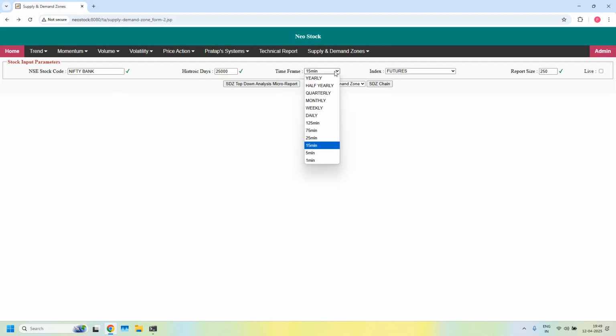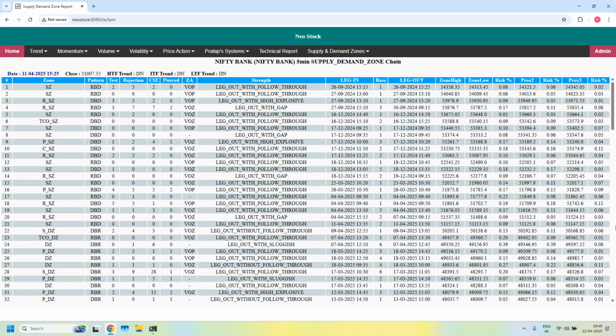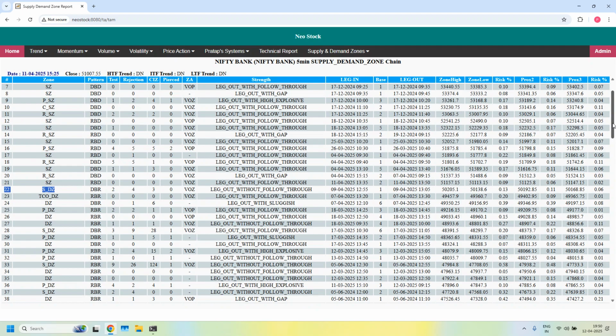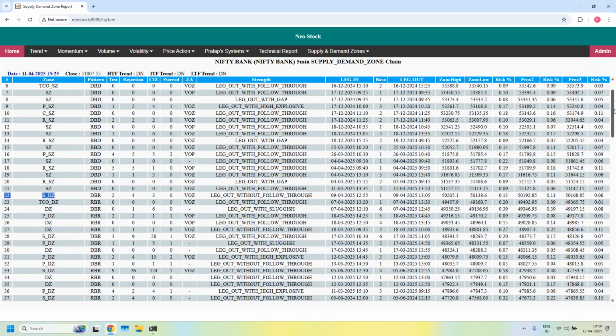Okay, next, generating the 5 minutes supply demand zone chain for Bank Nifty. Serial number 22 is the nearest demand zone to the current closing price. So let me put it in the center. So with this we have completed generation of the Bank Nifty supply demand zone chain. So both Nifty and Bank Nifty are completed.